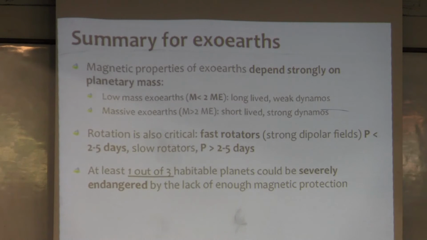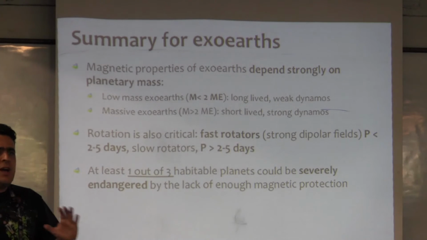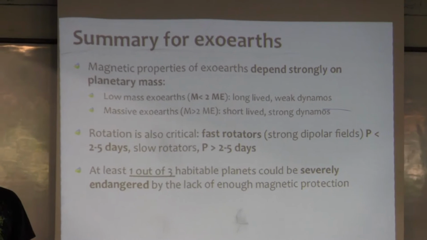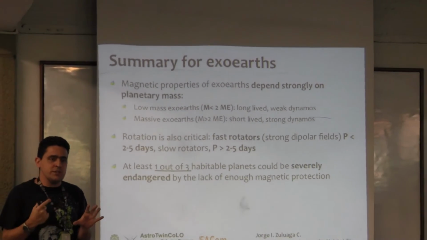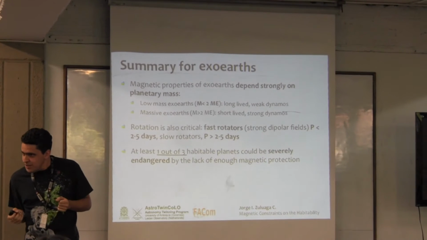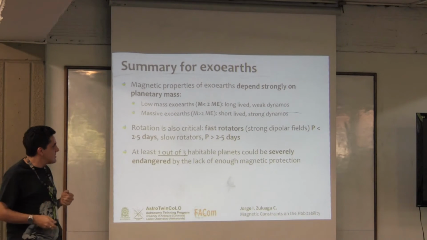So the summary of this part, which will be seen in depth by Paulo this week, is that magnetic properties of exo-Earths depend strongly on planetary mass. This is very, very important. Low mass exo-Earths are like our Earth. But massive exo-Earths probably are doomed in terms of magnetic protection. Rotation is very critical, and this is a very important point. We have a very beautiful planet having a 44 hour rotation period. And this could be long for some of you, and short for some of us, okay?